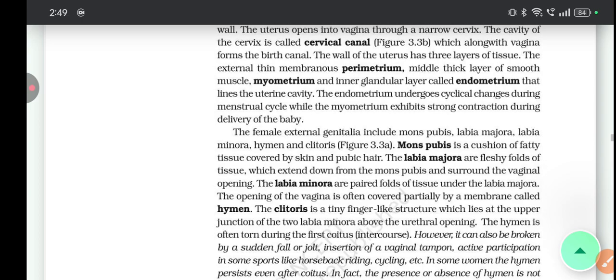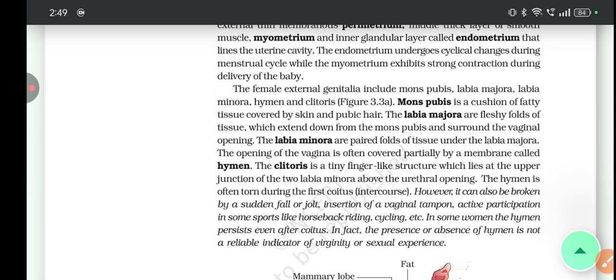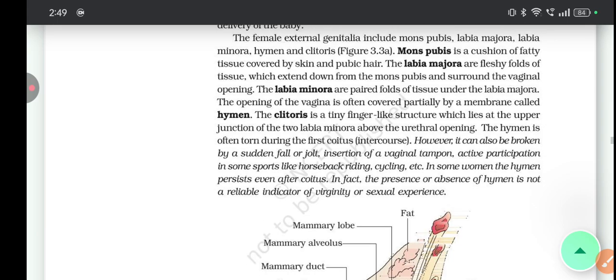The wall of the uterus has 3 layers of tissue. The external thin membrane is the perimetrium, the middle layer is the myometrium which is made up of smooth muscle, and the inner glandular layer is called the endometrium that lines the uterine cavity. The endometrium undergoes cyclical changes during the menstrual cycle, while the myometrium exhibits strong contractions during delivery of the baby.